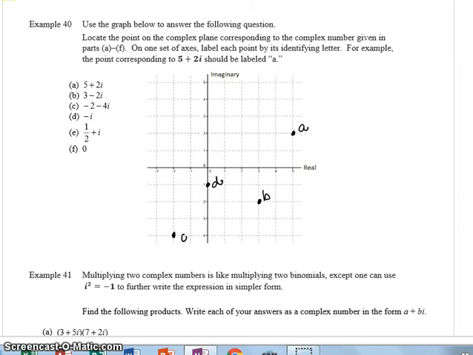E is positive a half, so that's right here. There's positive a half, but then up to 1. So that is part E. And then F would be 0, meaning you're not moving left, you're not moving right. You're at the origin, and right there, that is your F.